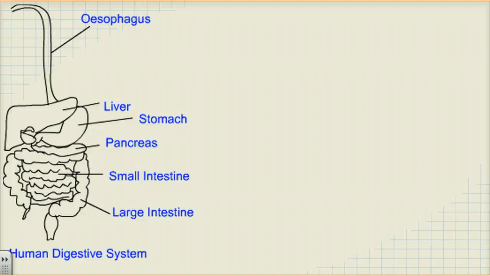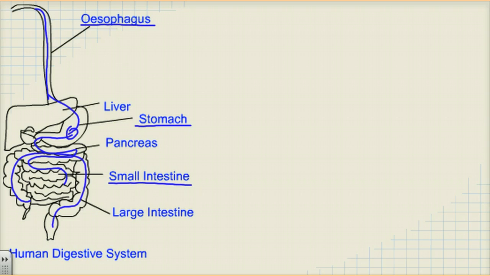So where are all of these molecules broken down or digested? They're digested through our alimentary canal. Our alimentary canal starts with the esophagus. It continues down as food travels to our stomach. It then moves to our small intestine, and finally it moves to our large intestine. This should be a review from middle school. However, not all of the molecules are digested at the same place.